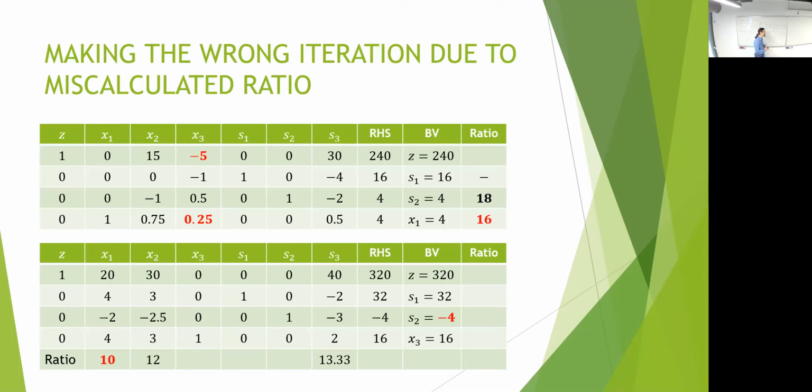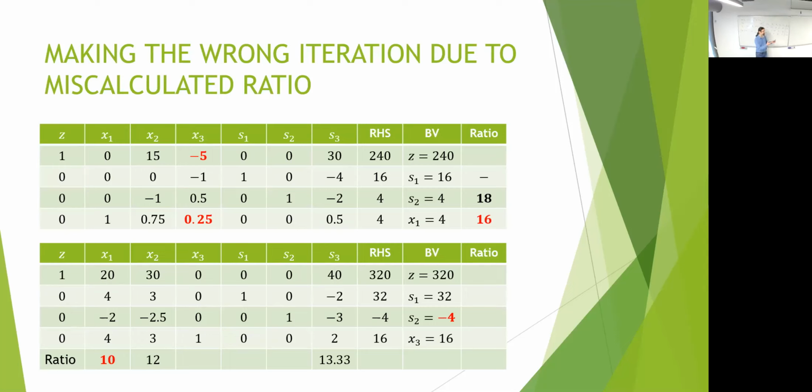Now, what about making a wrong iteration due to a miscalculated ratio? This happens all the time. I had already told you about this one for the midterm, I guess. It might happen. All you have to do is backtrack and try to correct it, or you can use dual simplex to deal with it.